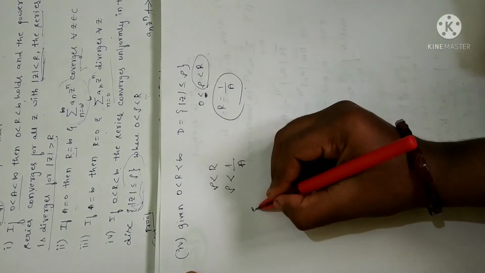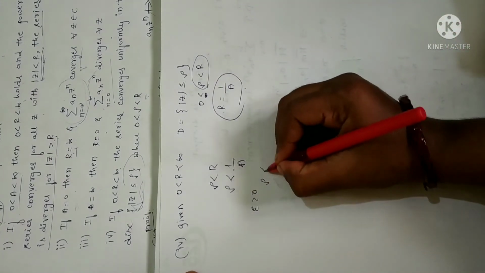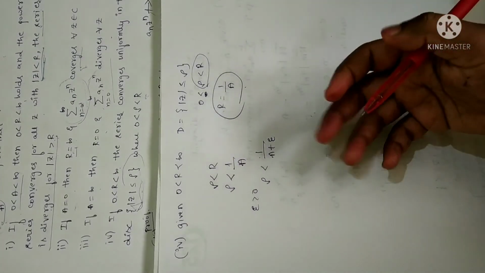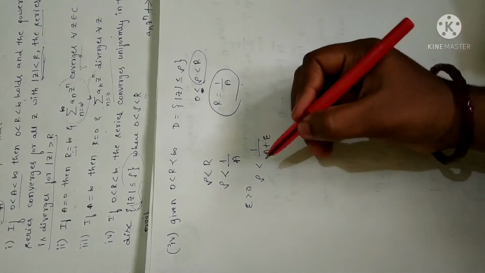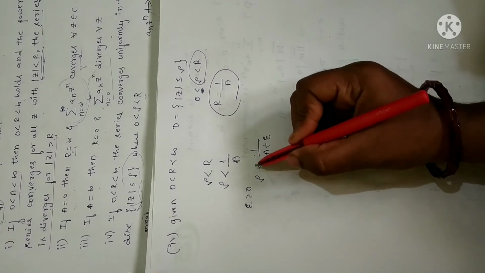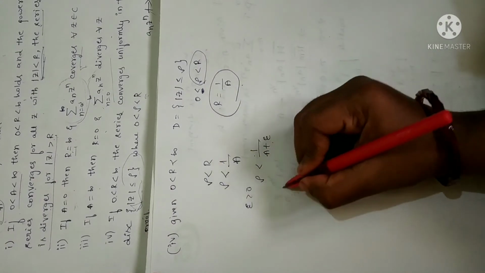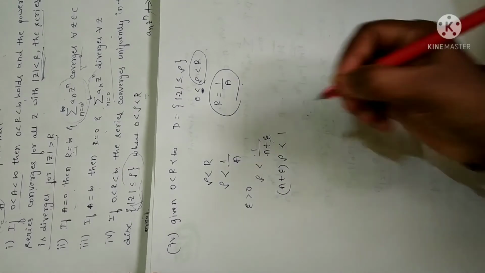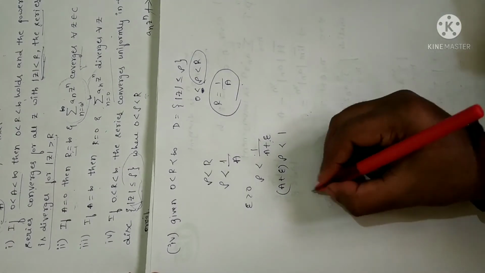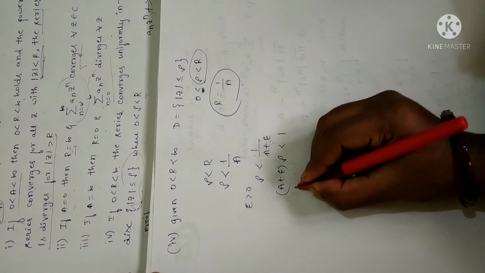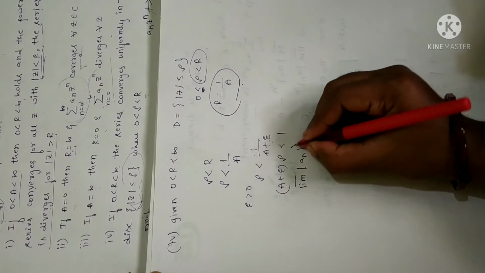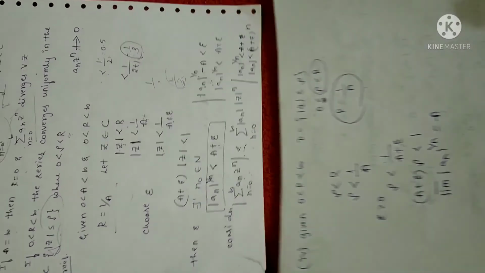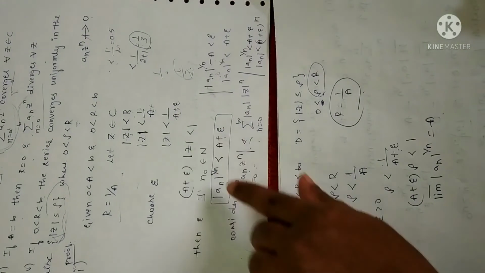Now choose an epsilon greater than 0, then rho will be less than 1 by a plus epsilon. Same procedure we are following that we have done for the previous case. With cross multiplication, I can write a plus epsilon into rho is less than 1. Now let me take the definition of limit supremum, as in the first proof. So a plus epsilon mod z is less than 1.